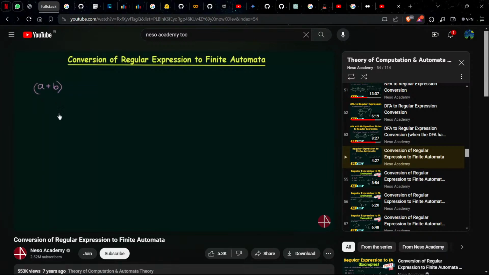So if you have the expression of the form a plus b, we need to have two states. Let me call them states A and B, and I can say that A will go to the next state B when it gets input small a, and also A on getting input small b will go to the next state B.